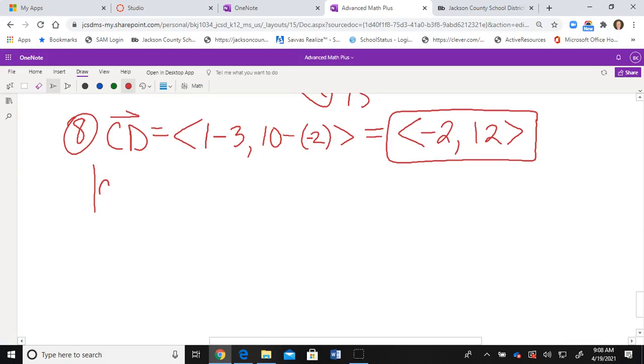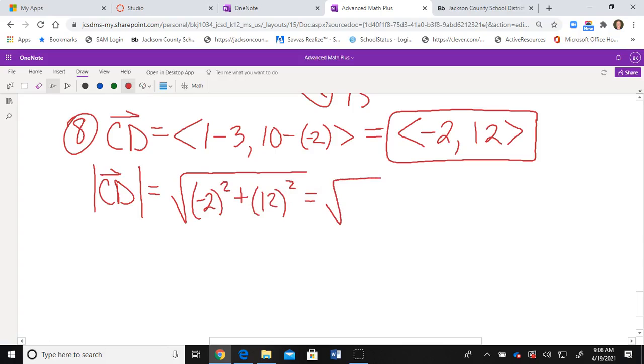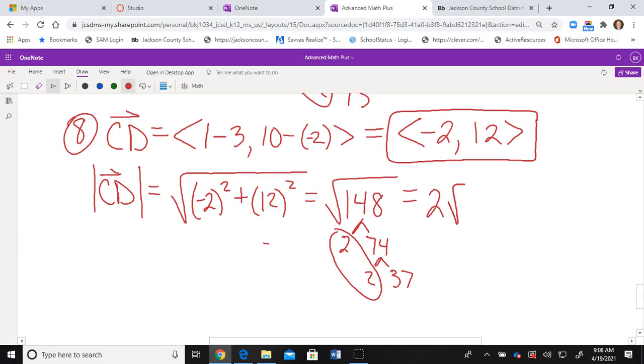And then for your magnitude, the square root of negative 2 squared plus 12 squared. That is the square root of 148. Well, can you reduce 148? Yep, 2 will go into that 74 times. 2 will also go into that 37. Will anything go into 37? No. So we have a pair of 2's. Bring 2 out front. And 37 is left under the radical.